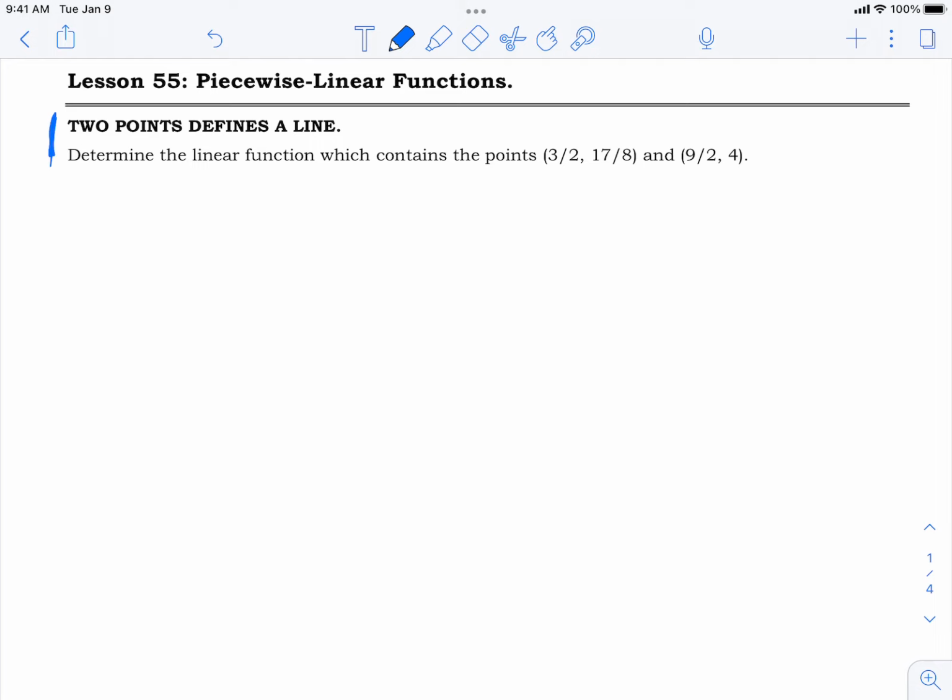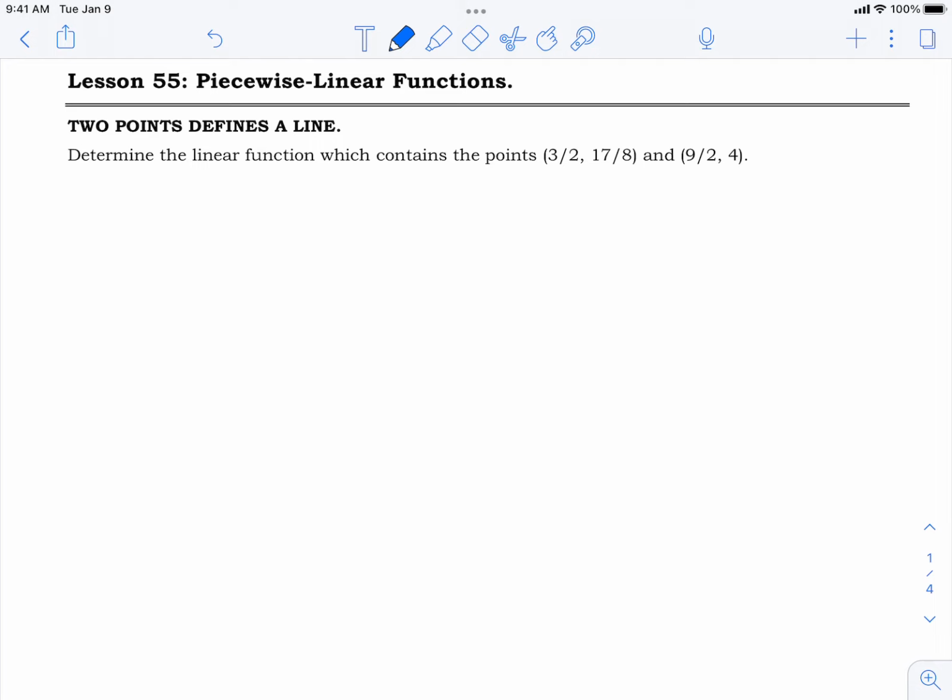You know that 2 points make a line. So if I give you 2 points, like here's 2 points, it should define a single line, which means you should be able to find an equation that describes the line. I know you've done this before, but let's try to remember how this goes.